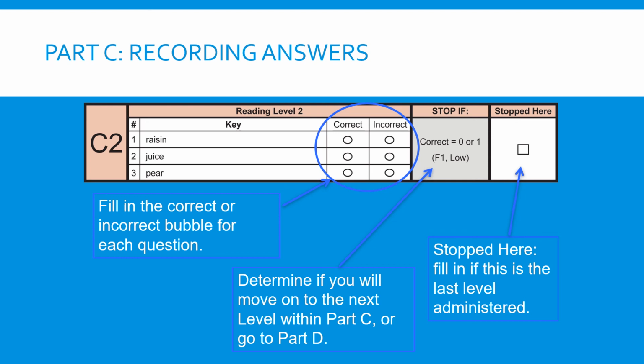When recording your answers for Part C, you will fill in correct or incorrect for each question. You will determine if you will move on to the next level within Part C or go to Part D. And if this is the last level to be administered, you would mark stopped here. It's important to note in C1 and F1, there is no stop if criteria. Test administrators always move on to C2 and F2 regardless of student score.